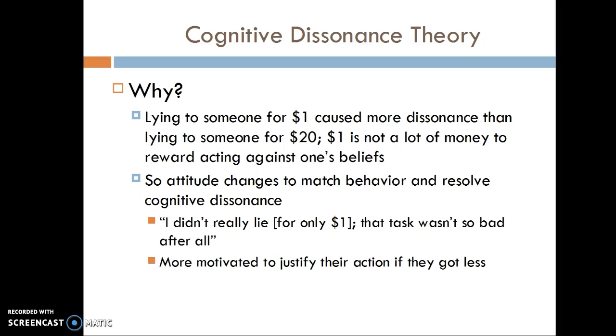Getting paid for doing something that goes against your values can be justified because you're at least receiving some compensation for lying. $1 is not a lot of money to be rewarded for acting against one's beliefs. So you might want to come up with other rationalizations to justify your behavior of going against your values and beliefs. For instance, one rationalization might be, I didn't really lie. That task wasn't so bad after all. So that reflects an actual attitude change. And people tend to be more motivated to justify their action if they got less.